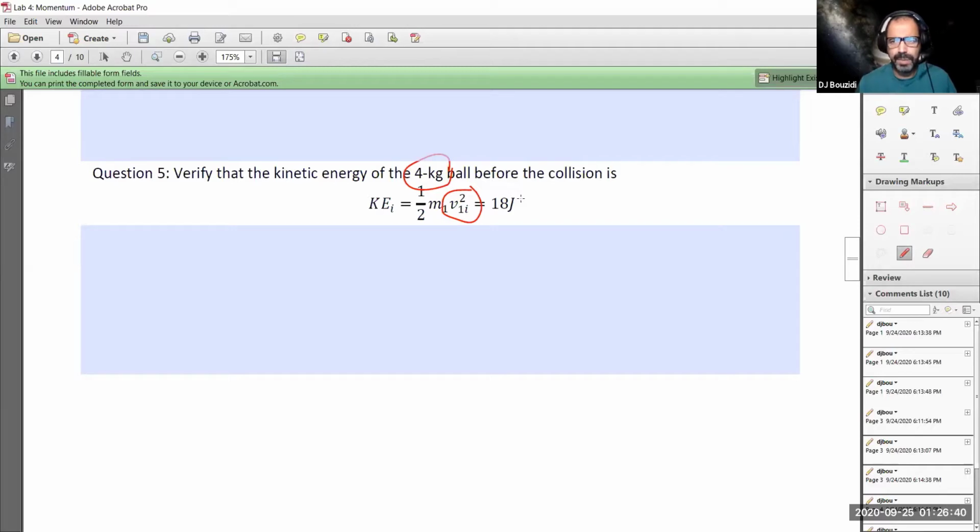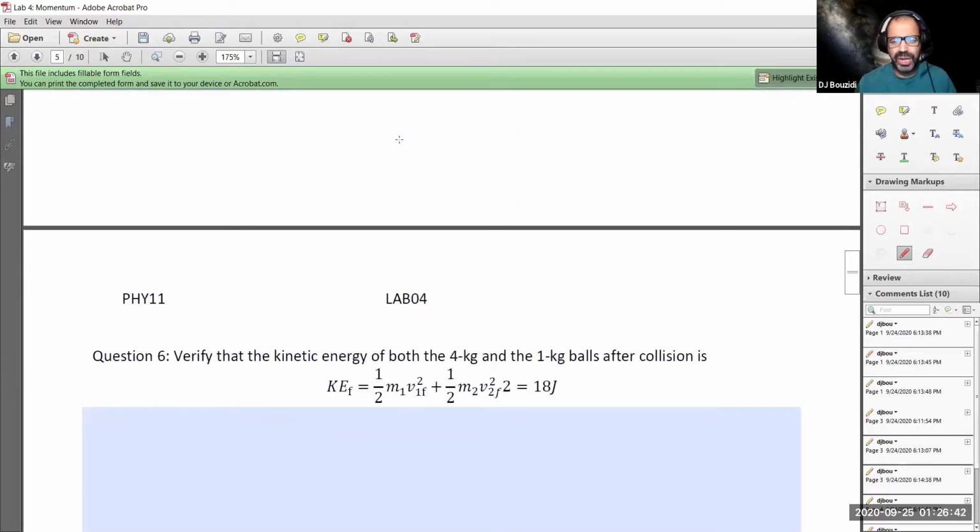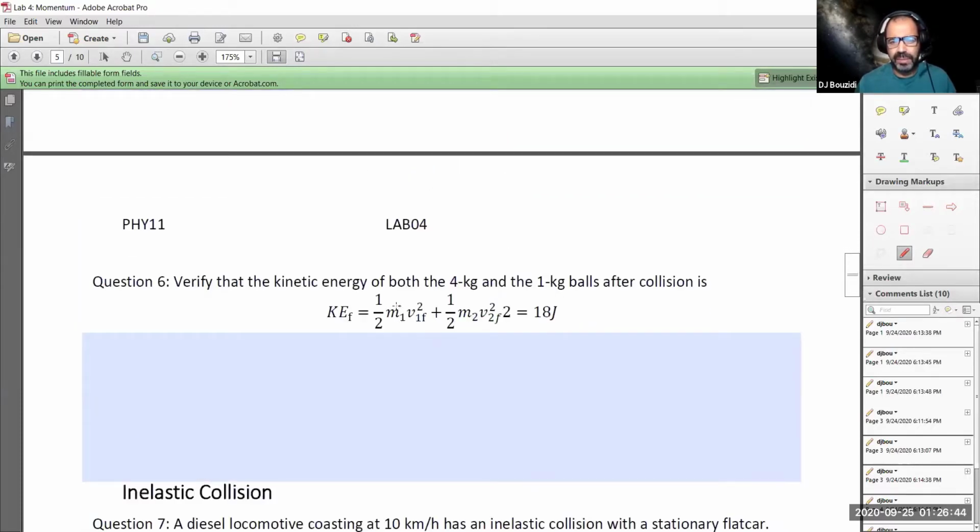That's one thing, the energy. And we want to check the same thing for the final. Remember, M1 is 4, V1 final is actually 1.8. When you square it, it's going to be another number. And this one is 4 times 1/2. Now the other mass is, again, 1/2 times 1, because the mass is 1, times the speed. This number is not there. I don't know what this number has to do with anything, okay?